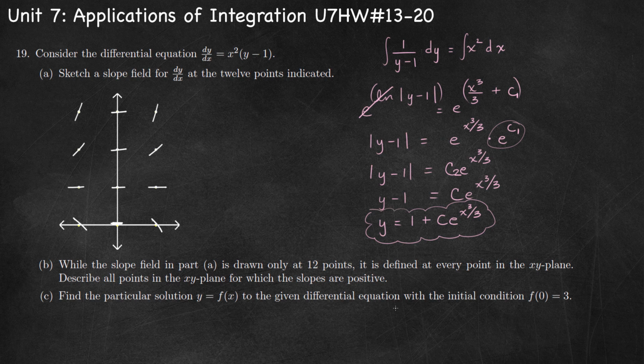We're asked to find the particular solution using this initial condition f of 0 equals 3. So I'm going to substitute 0 in for x, 3 in for y, and then solve for c. 0 goes in for x, 3 goes in for y. So I get 3 equals 1 plus c e to the 0. E to the 0 is 1, so that drops out, and I get c equals 2. So my particular solution, y equals 1 plus 2e to the x cubed over 3.